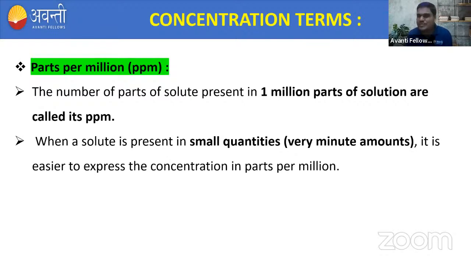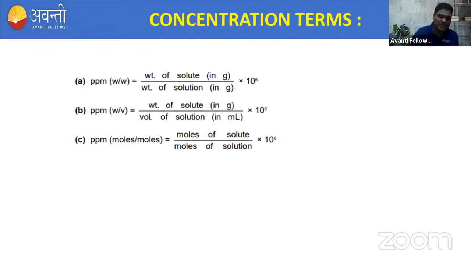Basically, this term is used to represent quantities which are present in a very, very small amount. For example, in atmospheric pollution, these things are represented in parts per million. When the solute is present in a very minute amount, it is easier to express the concentration in parts per million instead of mass percentage. So this is the need for parts per million.